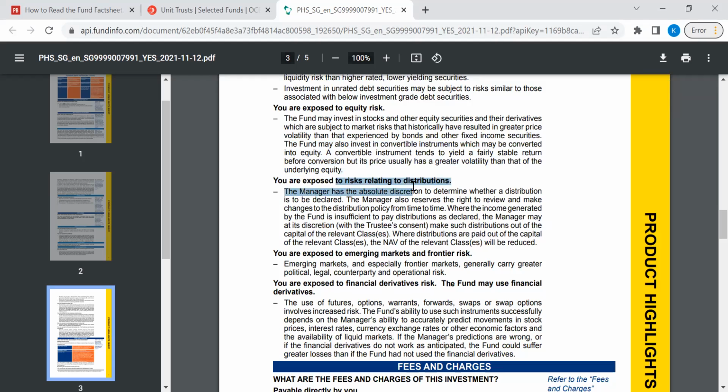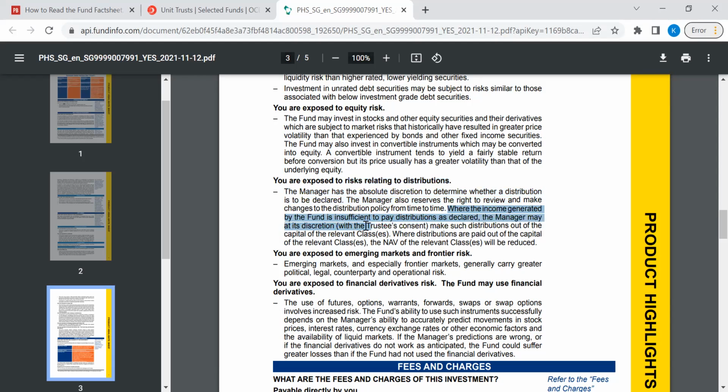You are exposed to risk relating to distribution. The manager has the absolute discretion to determine whether a distribution is to be declared. The manager also has the right to review and make changes to the distribution policy from time to time. This is actually a repeat of what we discussed earlier. Distributions are subject to the manager's discretion, right? They can decide to make more distribution this time or less distribution next time.